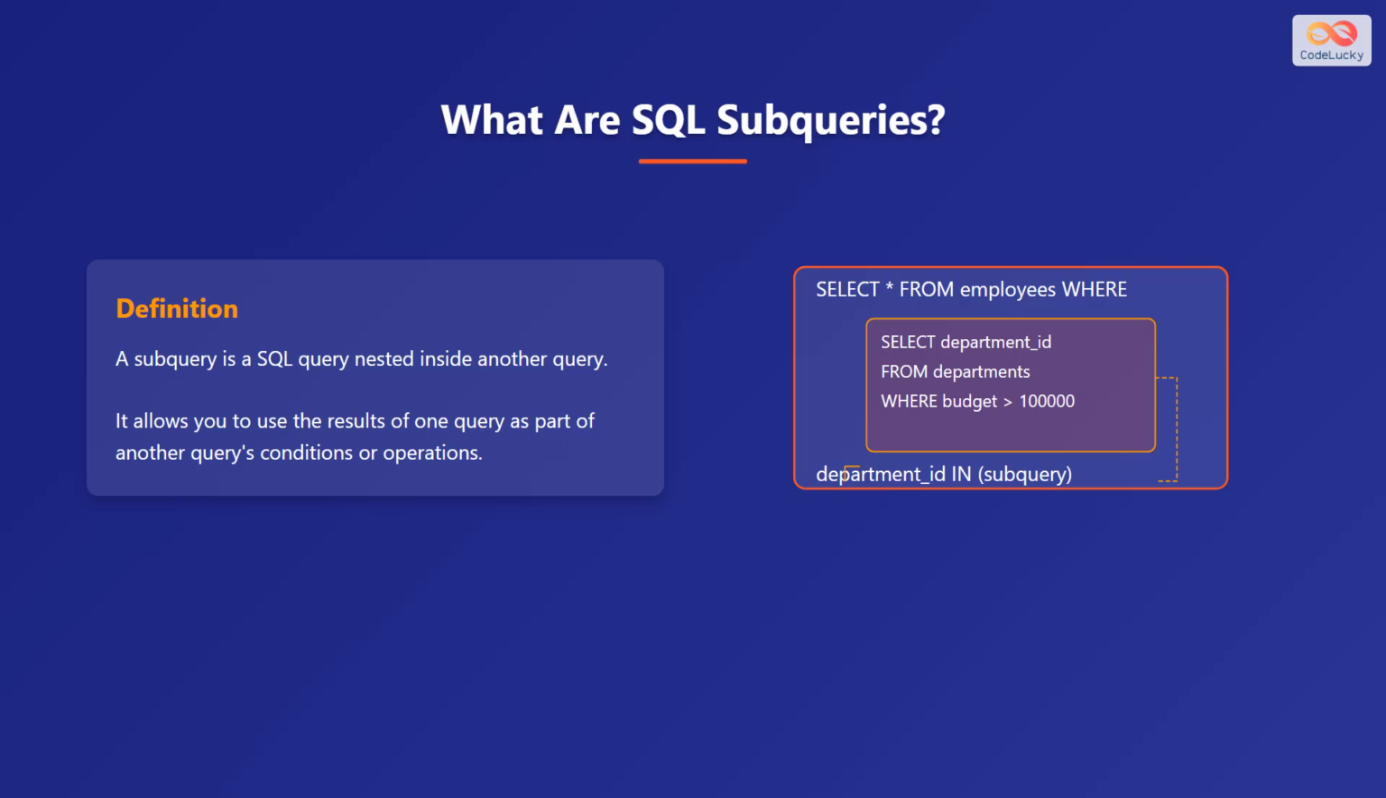Here's an example. The outer query is selecting all information from the employees table, where the department ID is in the result of the subquery. The subquery selects the department ID from the departments table, where the budget is greater than 100,000.